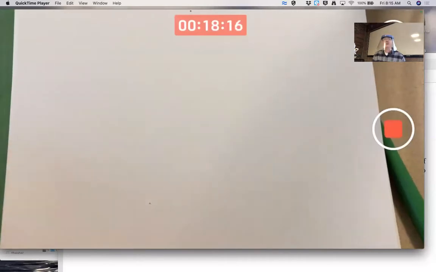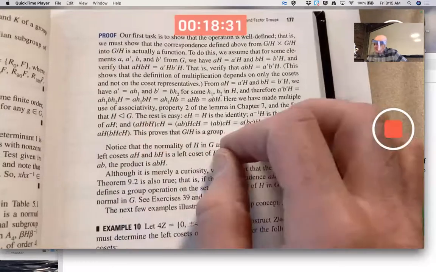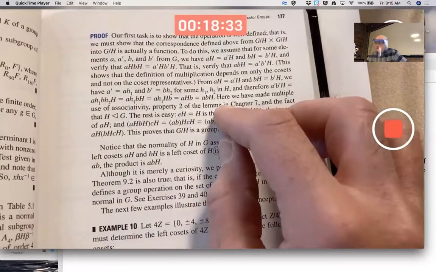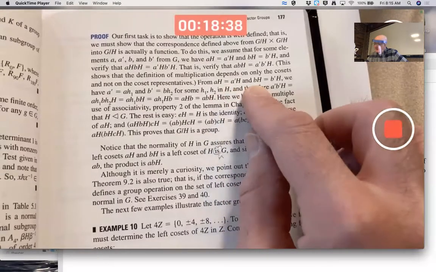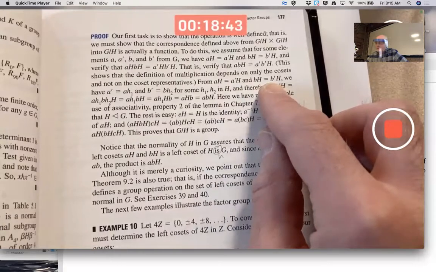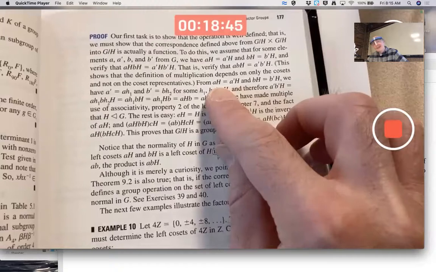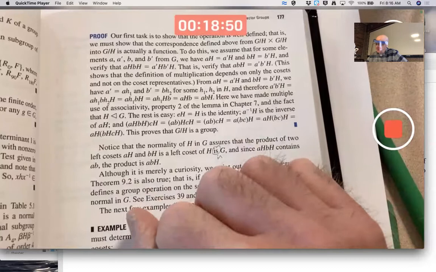Let's think about the well-defined issue again. So the book proves the product on factor groups is well-defined using properties of cosets. Let's look at this again. So what we're doing is we're assuming aH equals a'H and bH equals b'H. More officially, the left coset of H in G containing a equals the left coset of H in G containing a', and same kind of thing with b and b'.